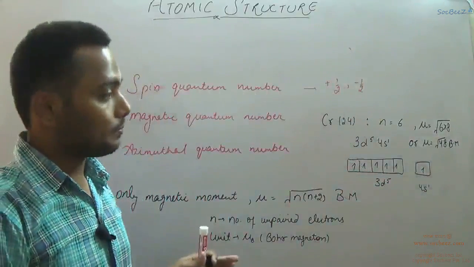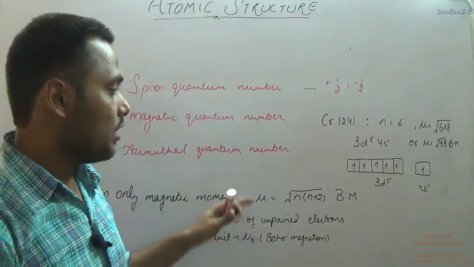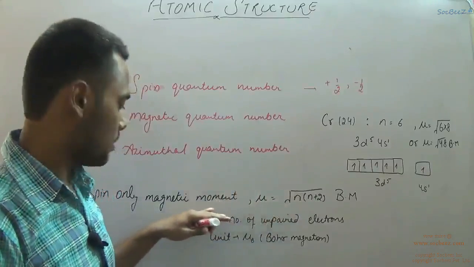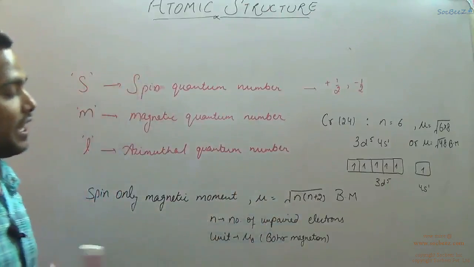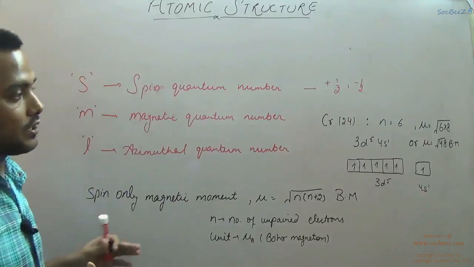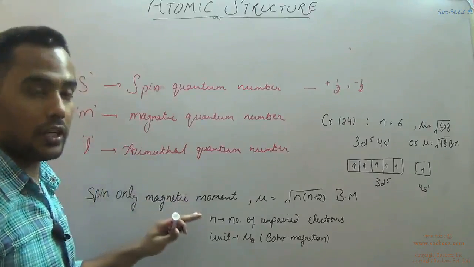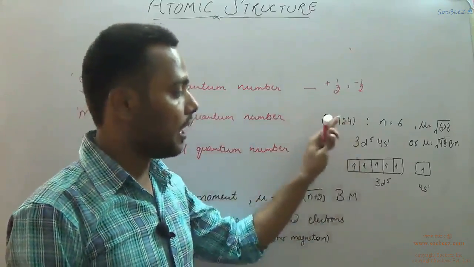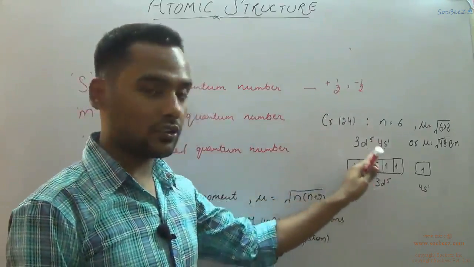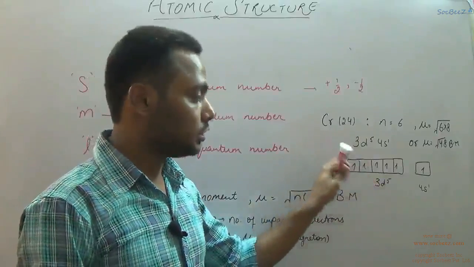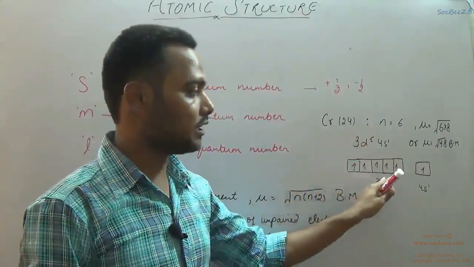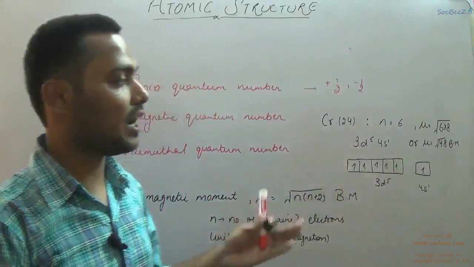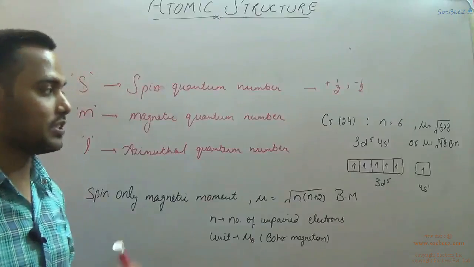In this way we calculate the Bohr magneton of an atom, or the spin only magnetic moment of an atom. In order to calculate it, first please draw the electronic configuration. While drawing it, show the total number of orbitals and clearly show the total number of unpaired electrons, because there is a high chance of silly mistakes in this case.